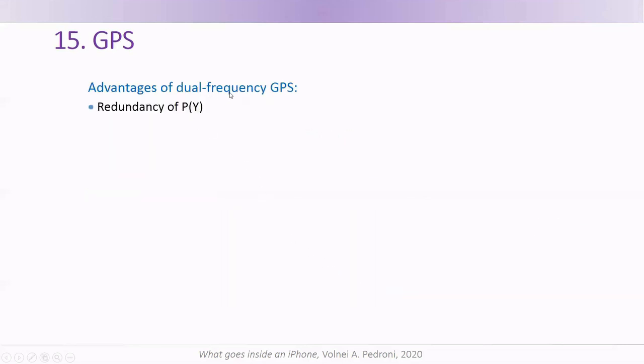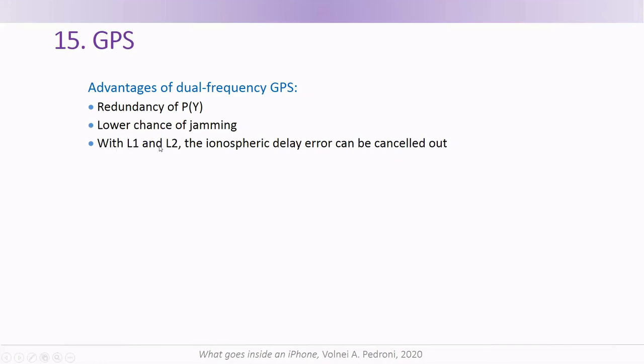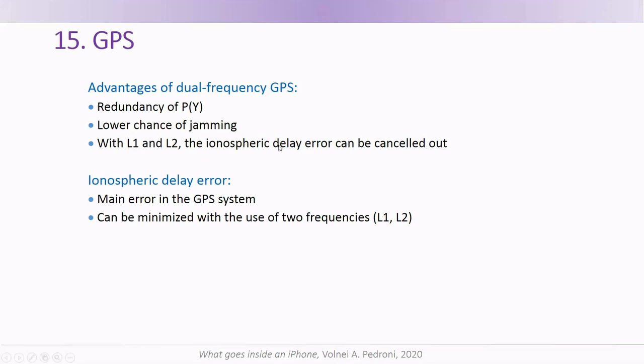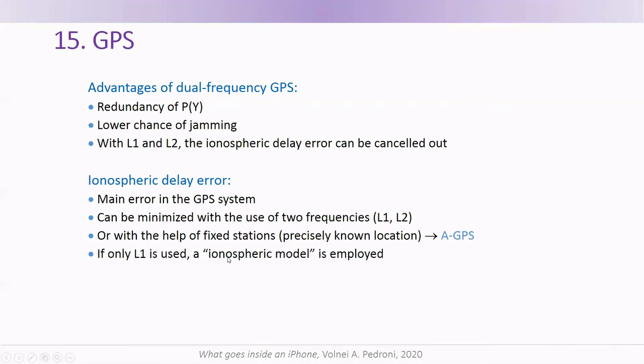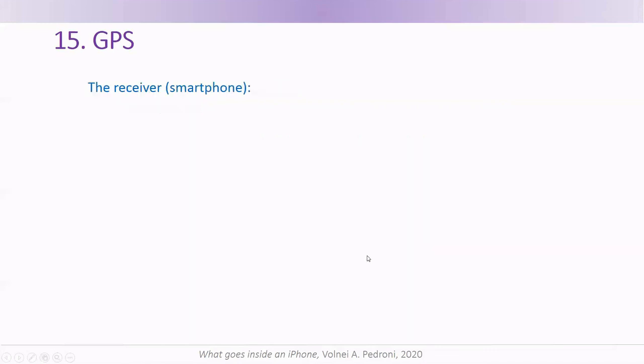Advantages of dual frequency GPS: redundancy, lower chance of jamming, and more importantly, if L1 and L2 are transmitted, the ionospheric delay error can be cancelled out. This error, by the way, is the main error in the GPS system. It can be minimized with the use of two frequencies, as I just mentioned, or with the help of fixed stations, because then their location is known precisely and can be compared to the received information from the satellites, and the difference can be used for corrections. This is used in augmented GPS, discussed in a few seconds. If only L1 is used, an ionospheric model is employed. So this is an approximation.